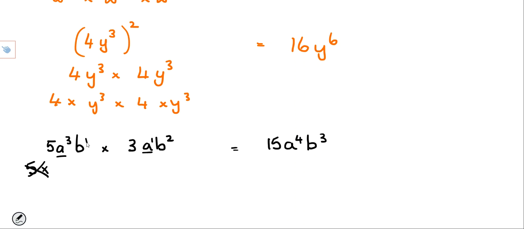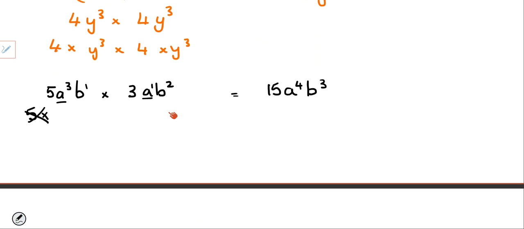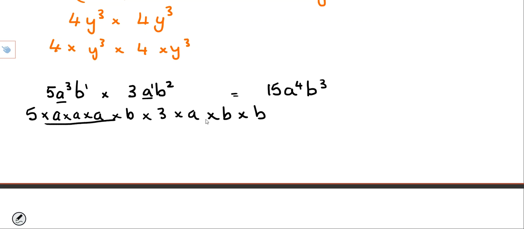Got that? Make sense? But it's kind of confusing because why would it be that? Well, I was just about to rewrite it out. It's 5 times a times a times a times b times 3 times a times b times b. So you just collect all the a's, there are 4 of them. The b's, another b makes the 3. And 5 times 3 is 15.